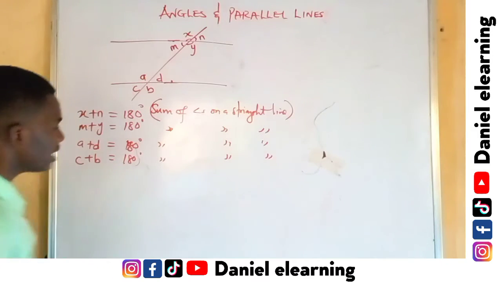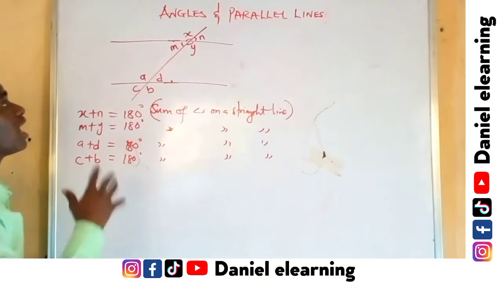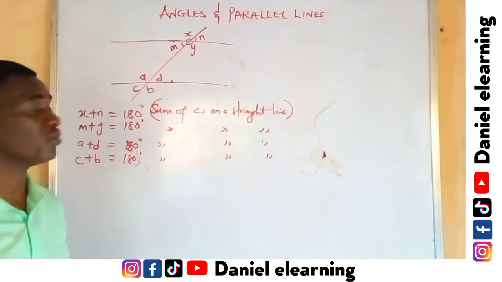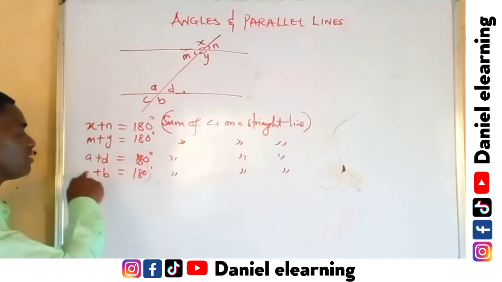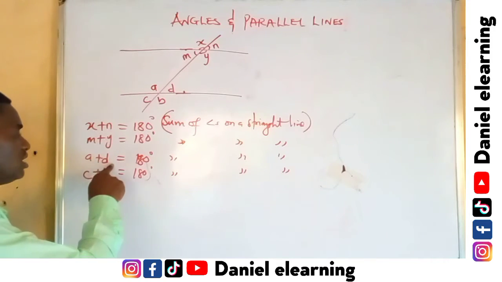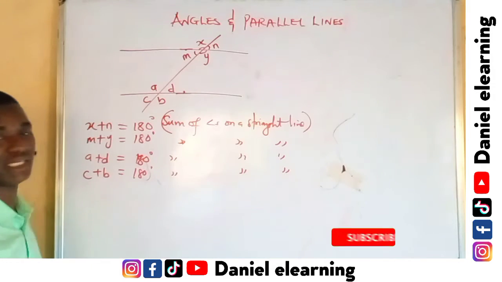Please take note that the reasons I'm putting here are very important in mathematics. When dealing with angles and parallel lines, they are very important. You can't just do away with them. If I add A plus D to get 180, you are asking me to prove that this is why it's like that.